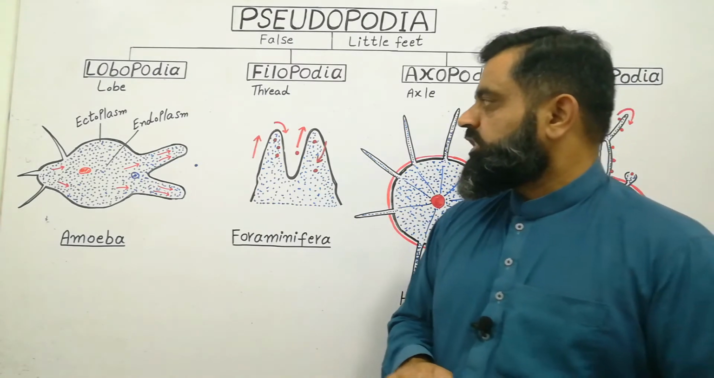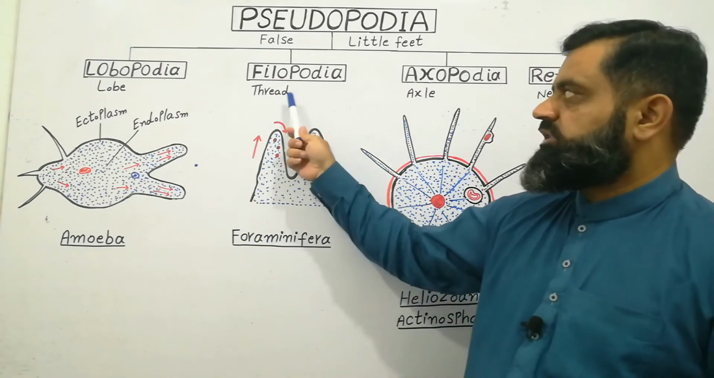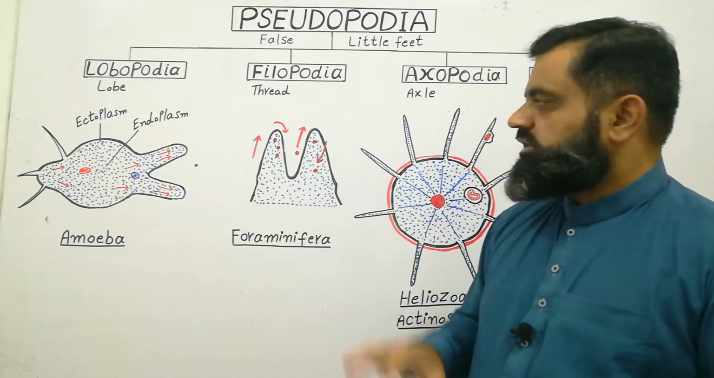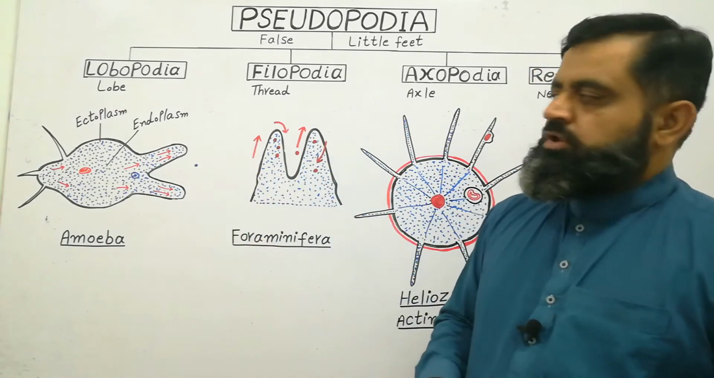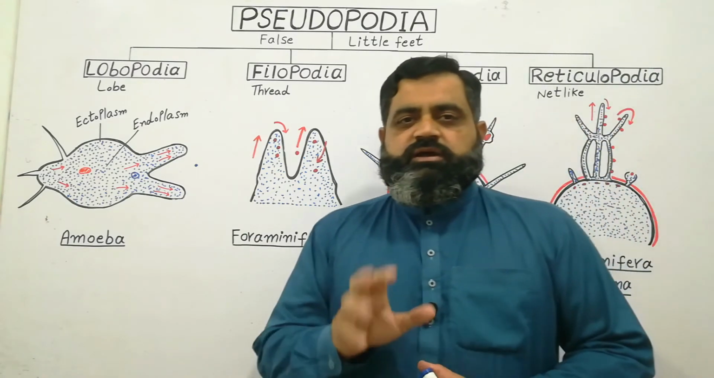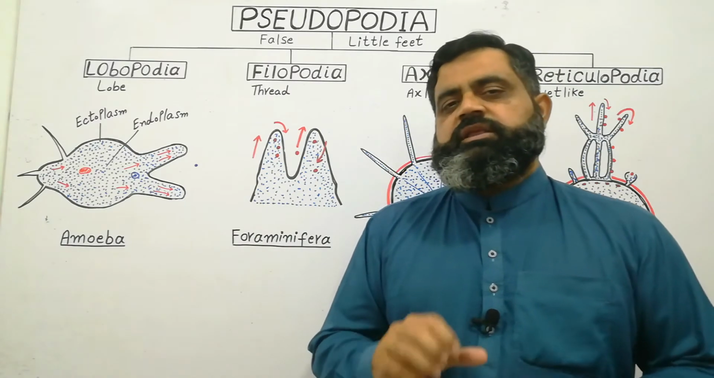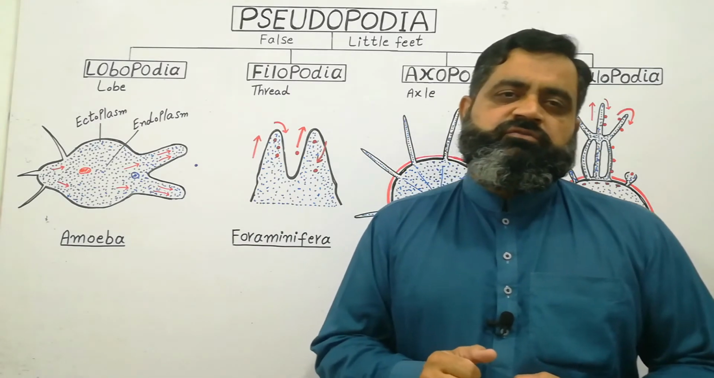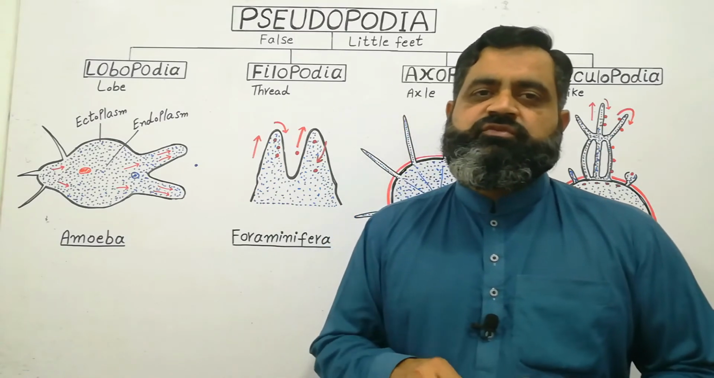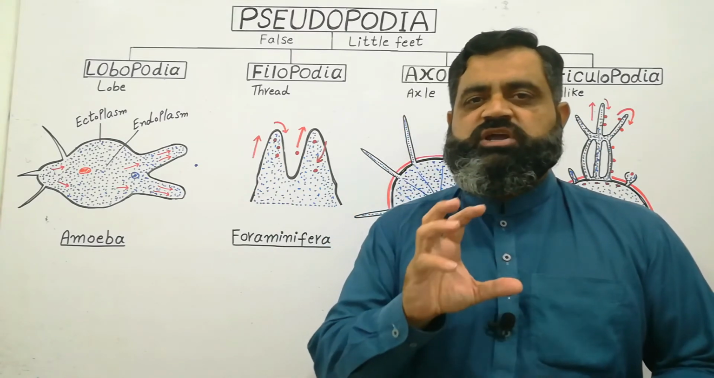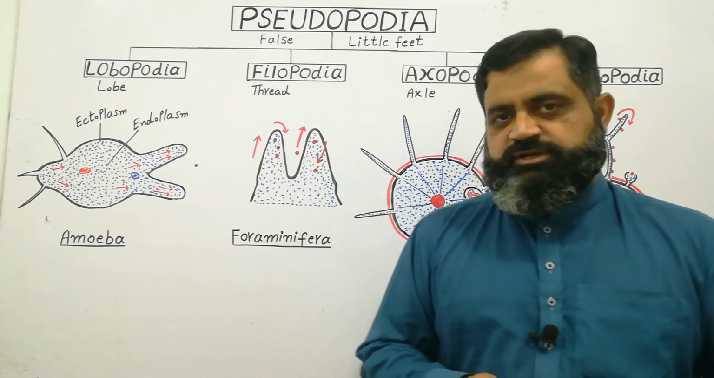The second type of pseudopodia are known as Filopodia. Filo means thread because they are thread-like. They are also present on some amoebae and foraminifera. Foraminifera are also amoeba-like organisms. They are usually found in oceans, and they are very primitive organisms which used to live for many years. They usually have shells which are known as tests, which are made up of calcium carbonate or silica.